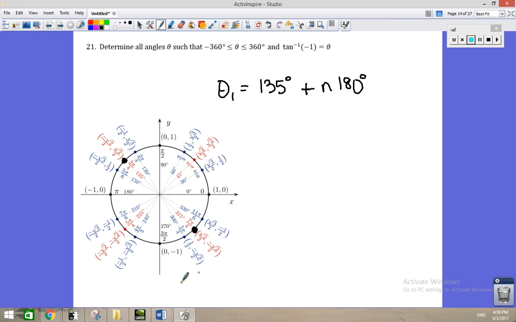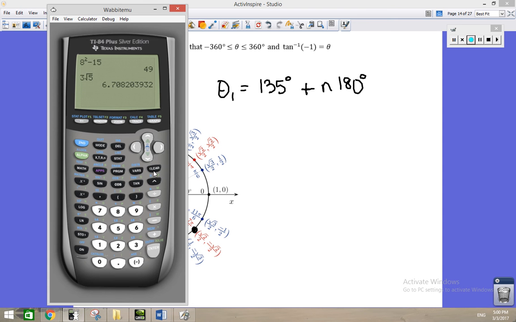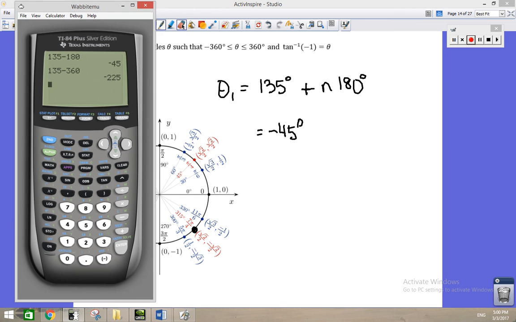Alright, so if we let n equal negative 1, hmm, 135 minus 180, I'm getting negative 45 degrees. But what if I took 135 minus 360? Oh yeah, okay, there I had one, because it's still bigger than negative 360. So I got negative 225, negative 45.